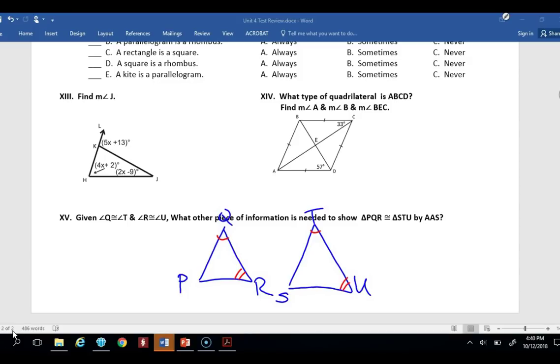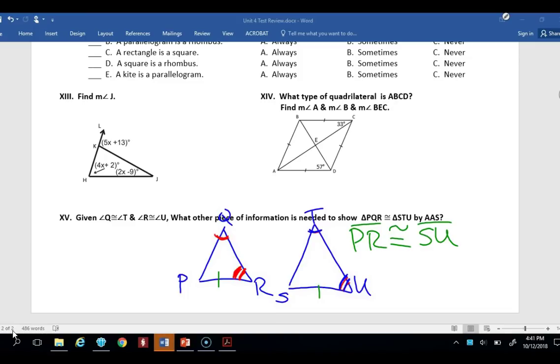Now this one is unique only in that it actually has 2 different answers. If I start with Q here, and then I go to R down here, and then to the side, I would be talking about PR. Now I'm going to move the same direction in the other one, T to U, and then I would be talking about this side down here. So if I moved from Q to R and then the side, and T to U and then the side, then side PR is congruent with side SU.